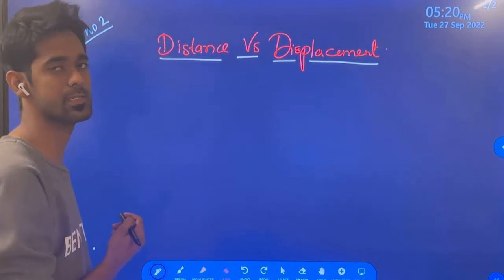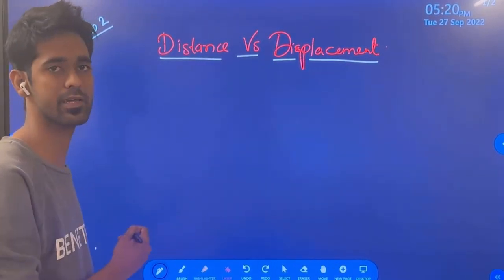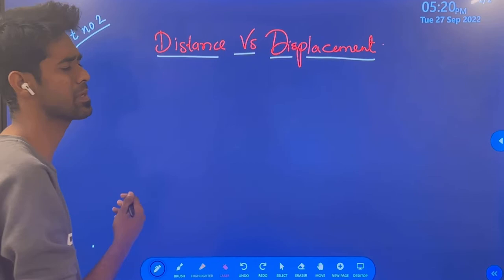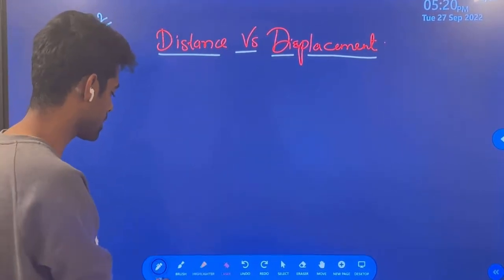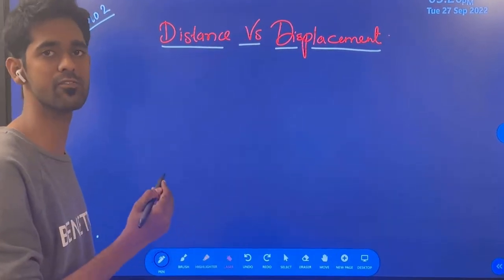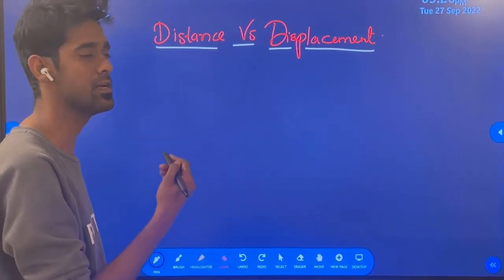We all experience it in our day-to-day life, but we do not know the real meaning of displacement. And I have seen students being confused between these two terms, distance and displacement. So today I am going to give you a very basic example to understand the difference between what is a distance and what is a displacement.